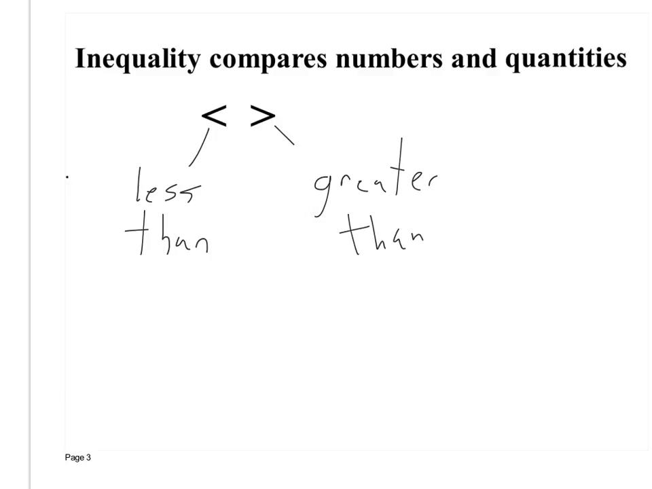How do I know the difference? Well, it points to the smaller number, so it opens to the larger number. It's pointing here to the smaller number. This side is the smaller number. So I would read it as 1 is less than 2. Here I would read this as 2 is greater than 1. Does that make sense? So it opens to the larger number, it points to the smaller number.